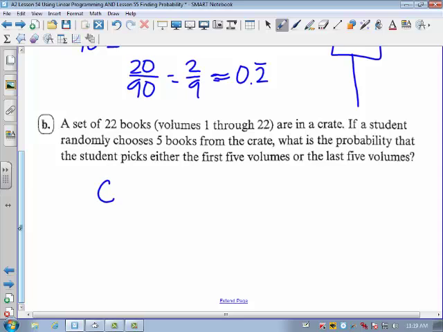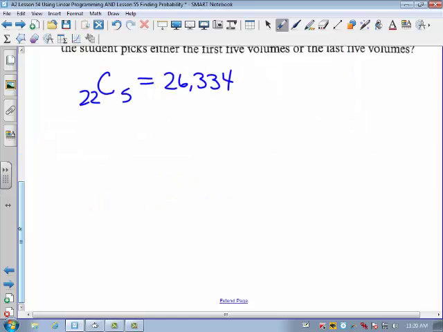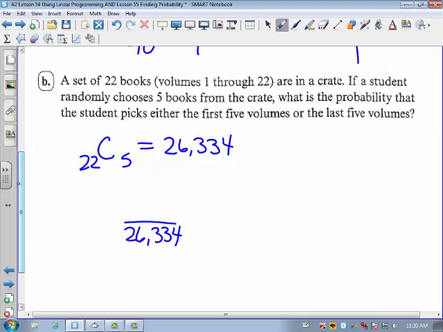How many total books? Order does not matter. How many total books? 22. How many am I picking? 5. So what's my total for my probability going to be? Oh my. 334? Okay. So that's my total. And how many favorable outcomes do I have? Listen, I want to know the probability that a student picks either the first 5 or the last 5. First 5 or last 5? 2. There are 2. Either you're getting the first 5 or you're getting the last 5. That's it, just 2. So this is going to give you some kind of crazy decimal, 0 point, bunch of zeros. What's it give me?